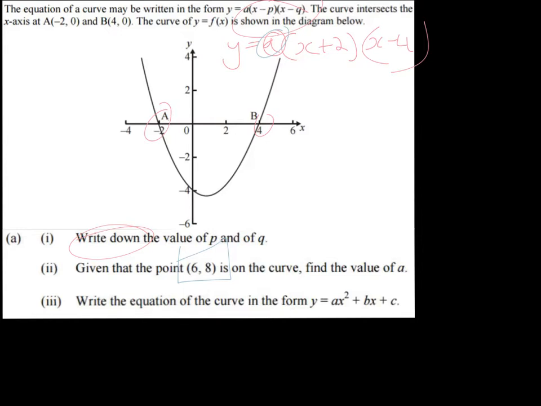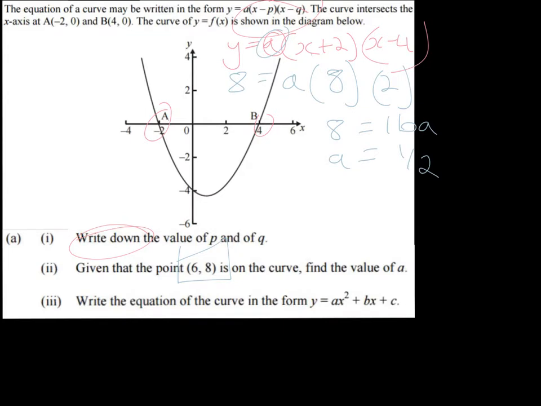So we can substitute in 8 for y. a is an unknown, we don't know. So we can say that x is 6, so 6 plus 2 is going to give us 8, multiplied by x minus 4, so 6 minus 4 is 2. We can establish then that 8 is going to be equal to 16a, so therefore a is going to be equal to a half.